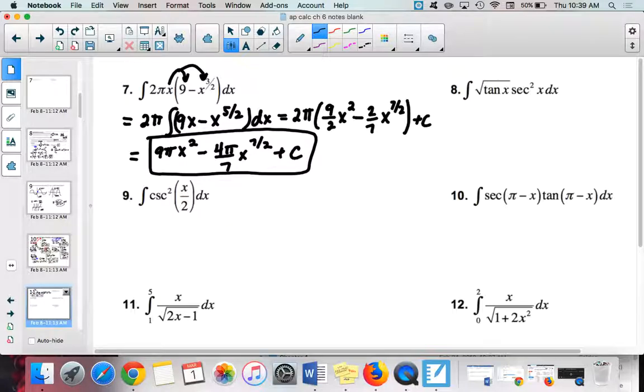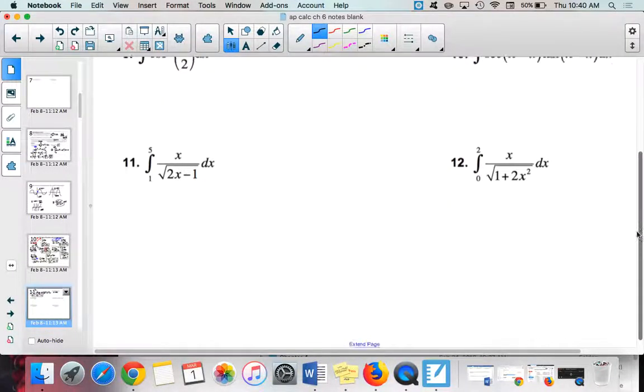Okay. All right, what do we think for number 8? What should our u be? Tan x. Yeah, tangent x. I'm going to leave that one for you guys to do together. So let's kind of move around here. Let's go down to 11 and 12. I'm going to do 12 first because 11 is a lot harder. So let's do number 12.